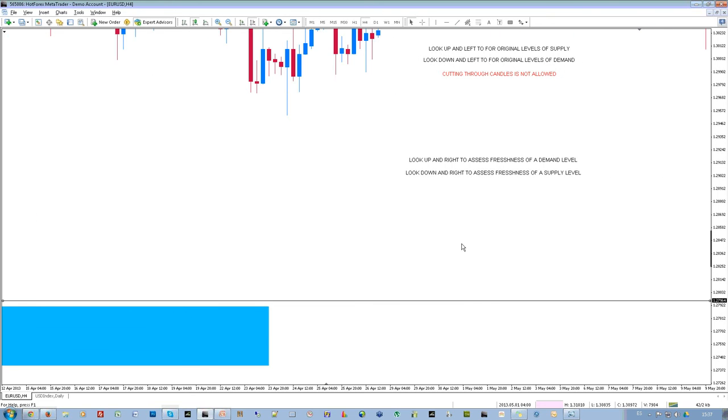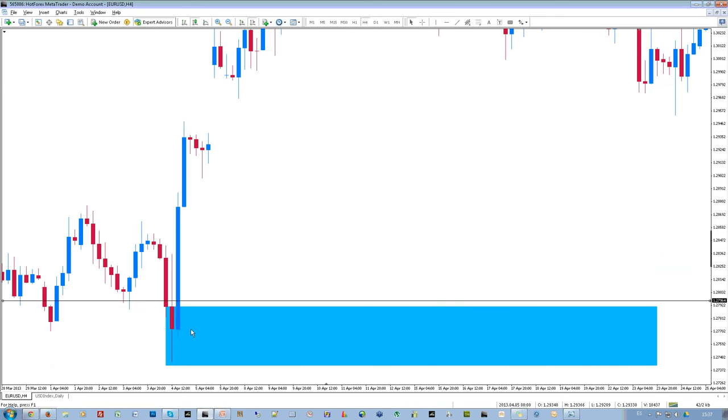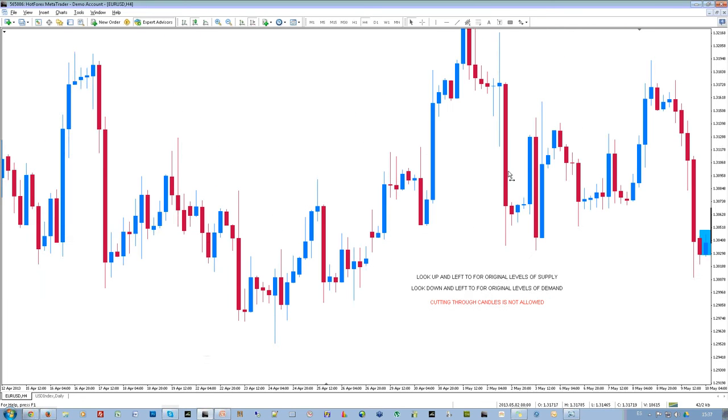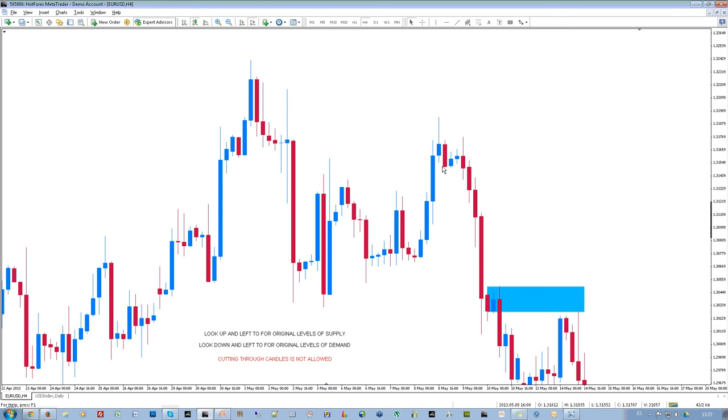It is a reaction. It missed it by a couple of pips. For me, that is a reaction. So this level is not original. This is a reaction to that level. For me, that is a reaction. Okay. So let's continue over here, down up here. So this level is original.